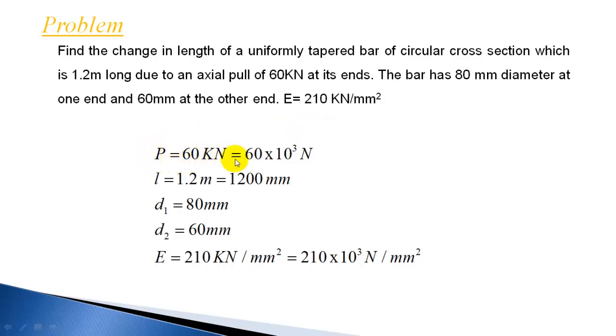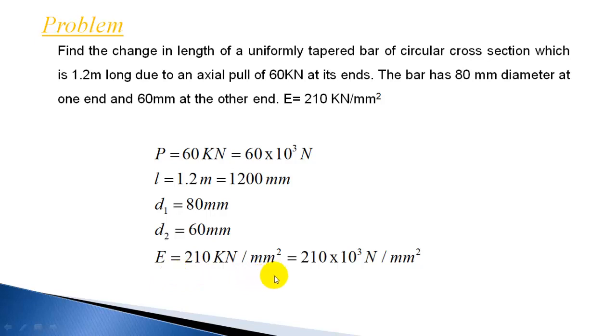So the load is 60 kN, 60 into 10 raised to 3 Newton. Length is 1.2 meter, 1200 mm. Diameter is 80 mm at one end. So we will take D1 as 80 and D2 as 60. You can interchange this and take D1 as 60 and D2 as 80. That doesn't matter. That will not make any difference in your solution.